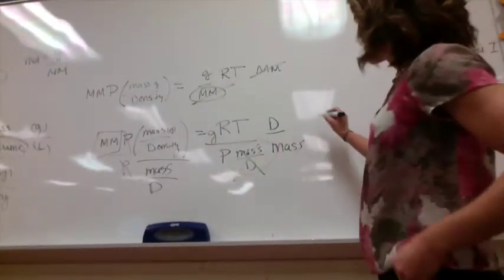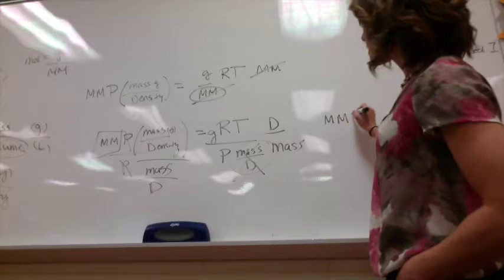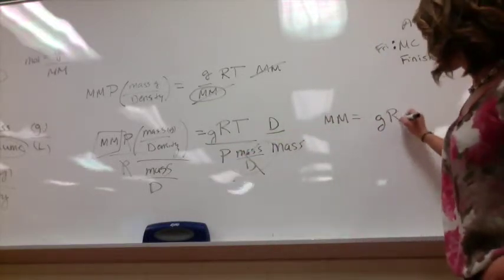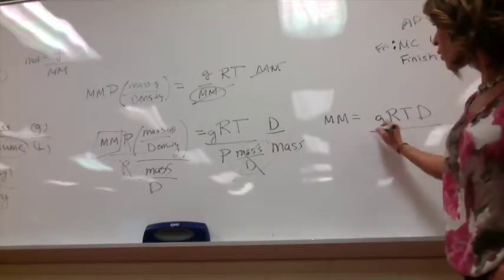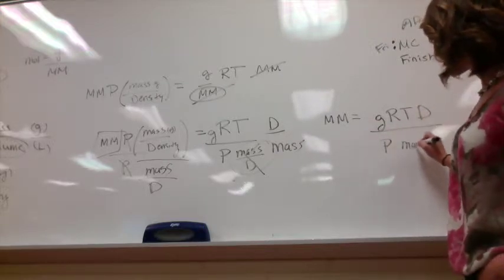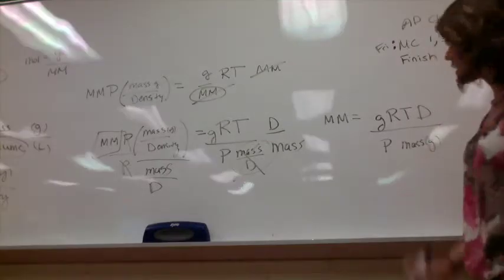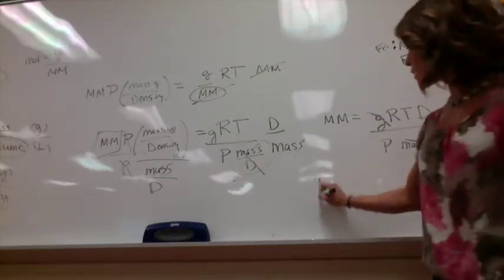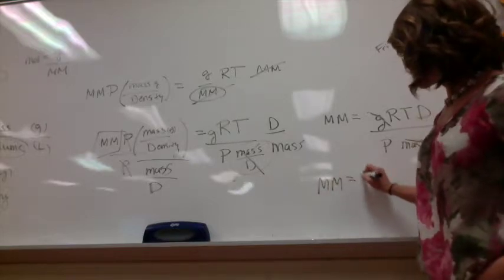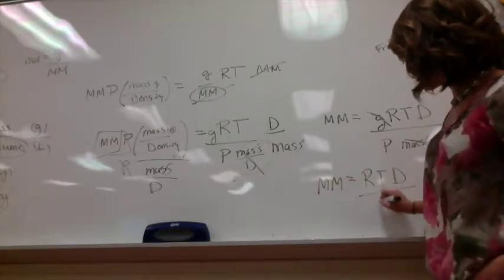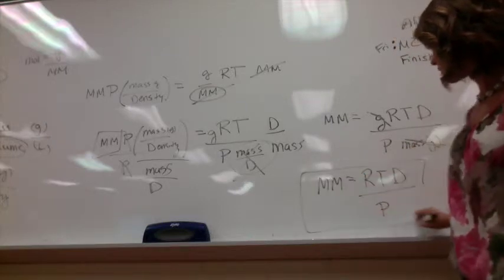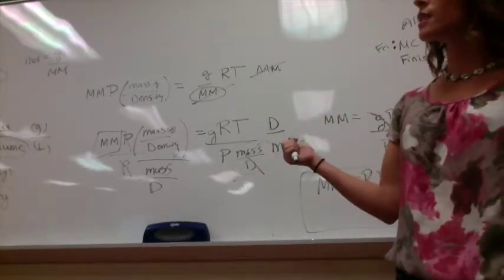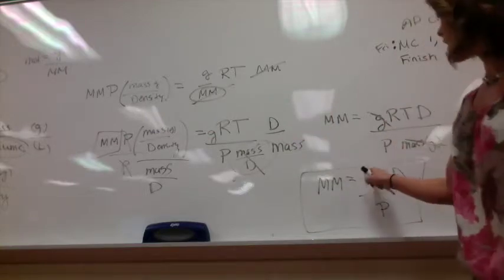All right, and so this is going to say molar mass equals, what I have here is grams RTD over P mass, which is in grams. What can I cancel? My grams, right? And what I'm left with is MM is equal to RT times D divided by P, and that's your equation. And that's exactly what we need. We need to find molar mass using density and pressure and temperature, and we have R.